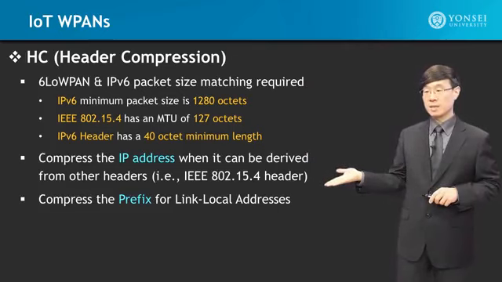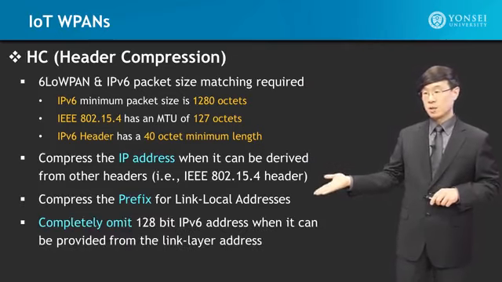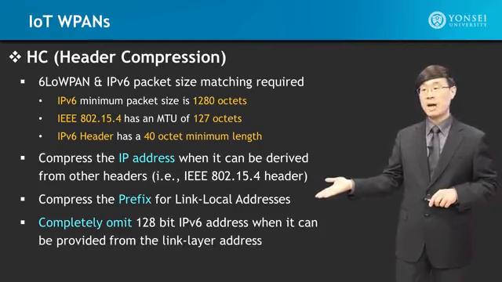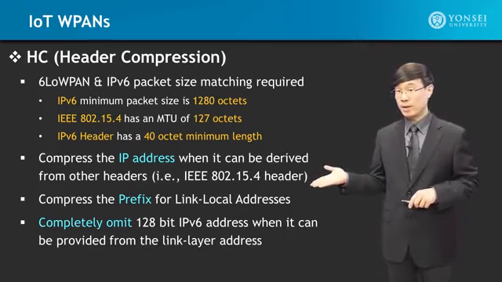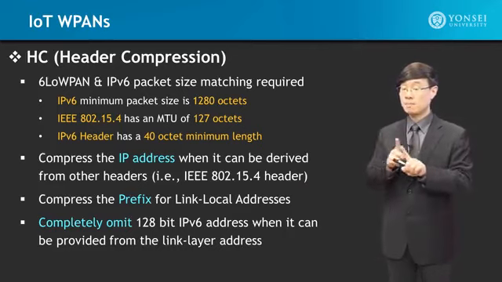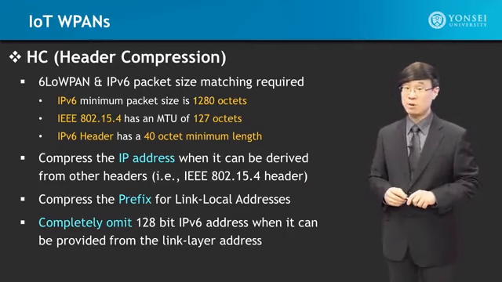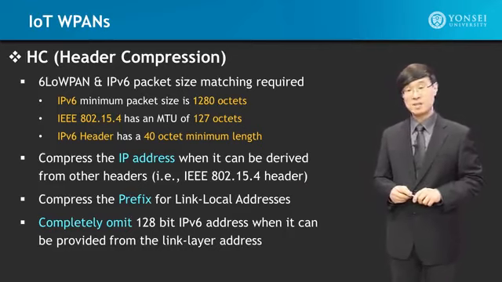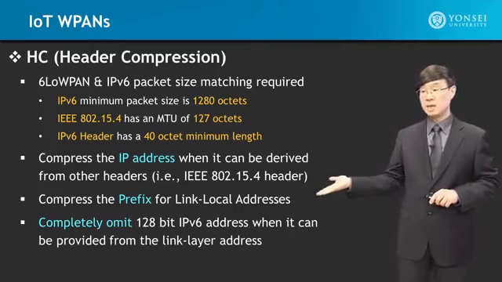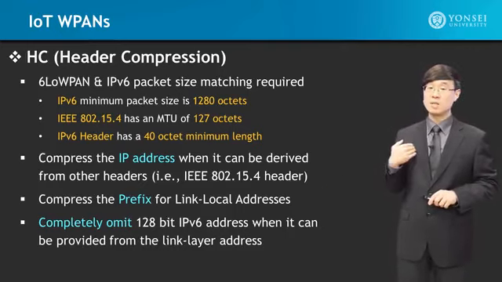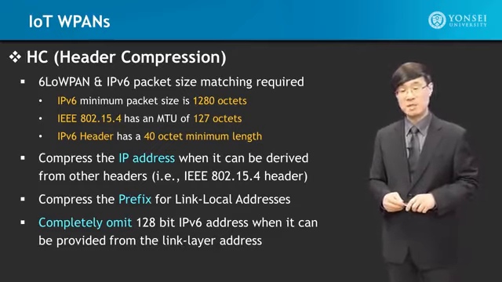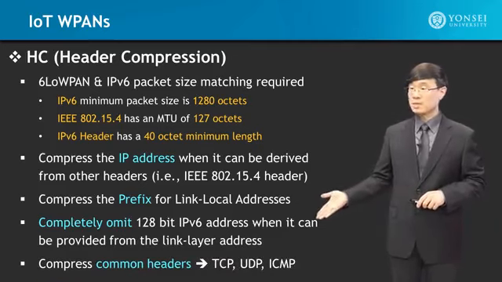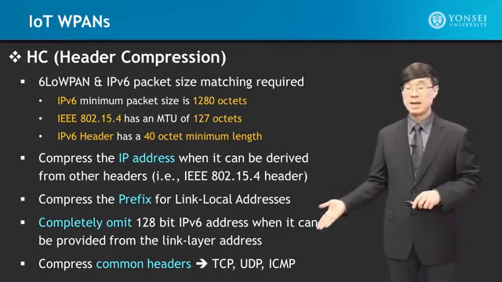So compress the prefix of the link local address. So completely omit the 128-bit IPv6 address if it can be provided from the link layer address. So if you already know the link local address, and you know what it maps to as in terms of IPv6 address, then you don't need to send the IPv6 address. When you send the link layer address, automatically at the receiving end, they will match it and reconstruct the entire complete IPv6 packet. Compress common headers such as TCP, UDP, and ICMP.